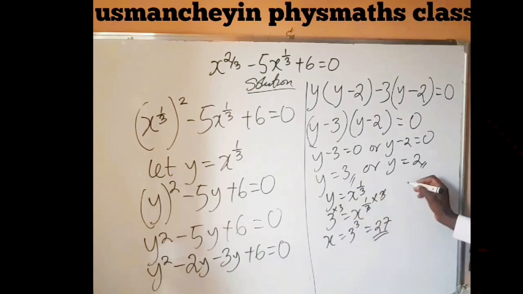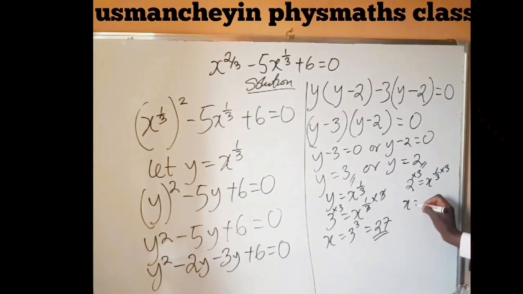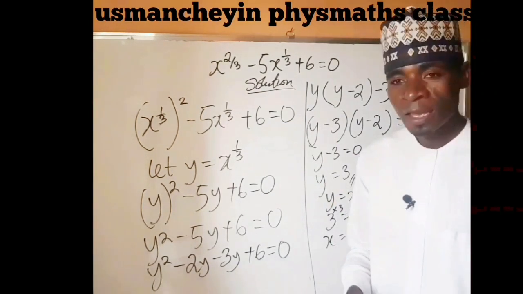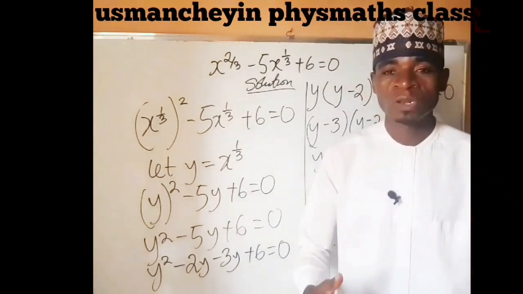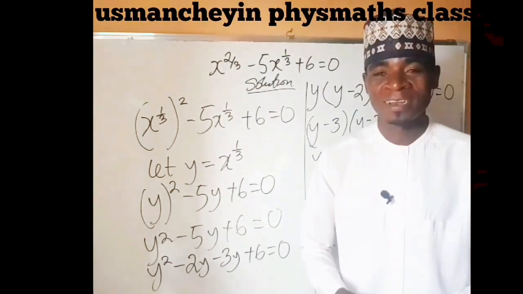So it means that my x is equal to 27, or if y is equal to 2, we now say 2 equals x raised to the power 1 over 3. Doing away with 1 over 3, you have to multiply the power by 3. Whatsoever you have done to the right hand side, you must do the same to the left hand side. Don't forget that. So we'll be having x equal 2 raised to the power 3, which is equivalent to 8. So the final solution of this equation is that our x is either equal to 27 or equal to 8. And that is our final answer.